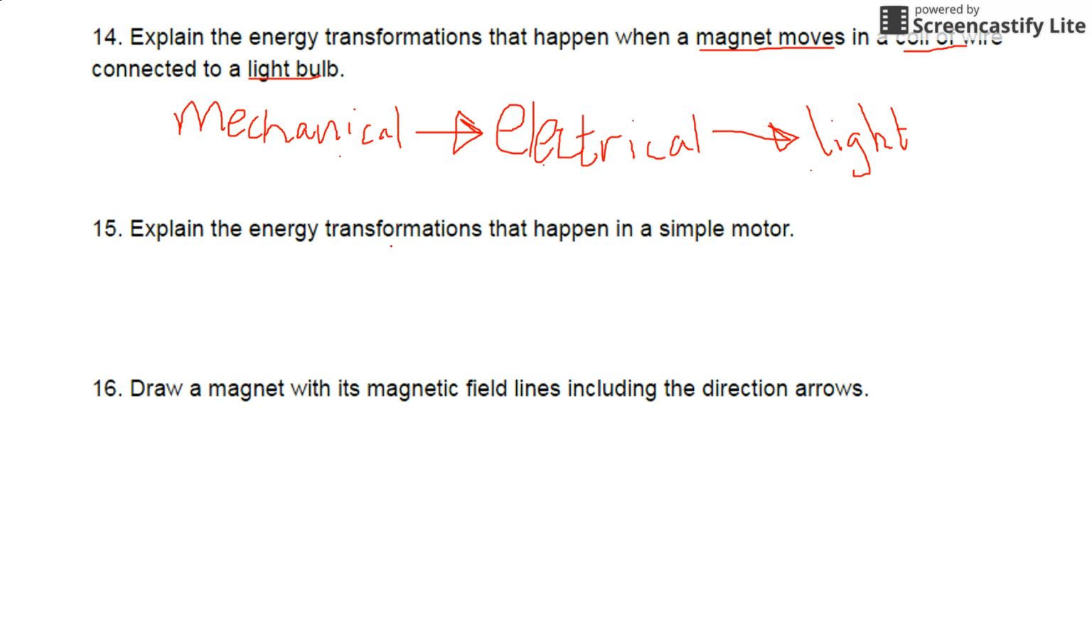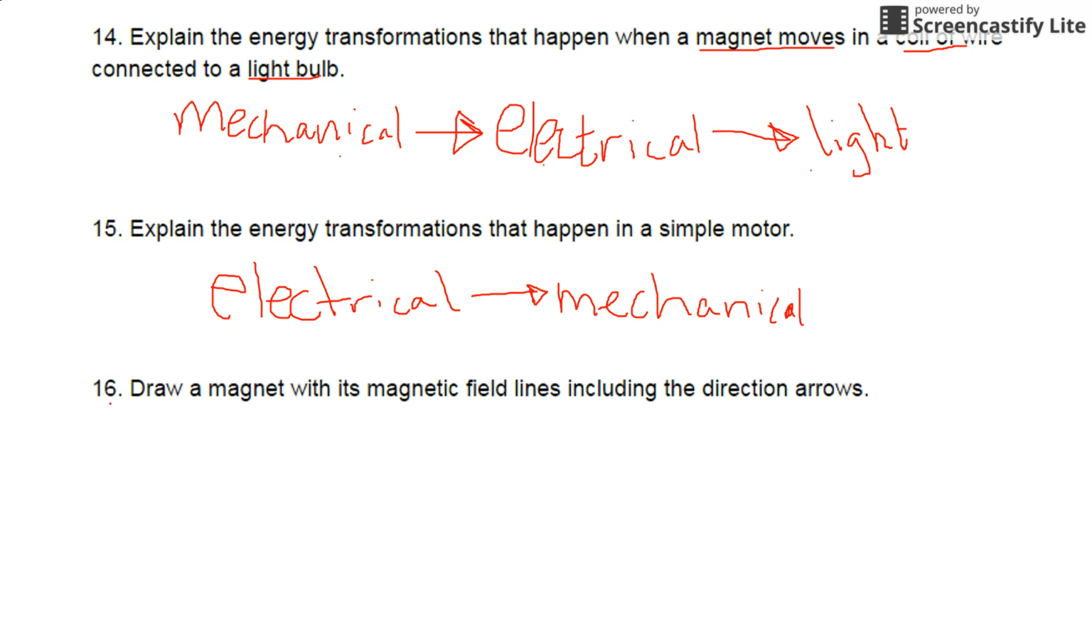All right, explain the energy transformations that happen in a simple motor. Well, if it's connected to a battery, you're going to start with some potential chemical energy. If it's connected to an outlet, there's potential electrical energy. But either way, there's going to be some electrical energy produced, some kind of electrical current. And then if it's connected to a motor, we're going to take that electrical energy and turn it into movement, movement that can do work. So that's going to be mechanical energy.